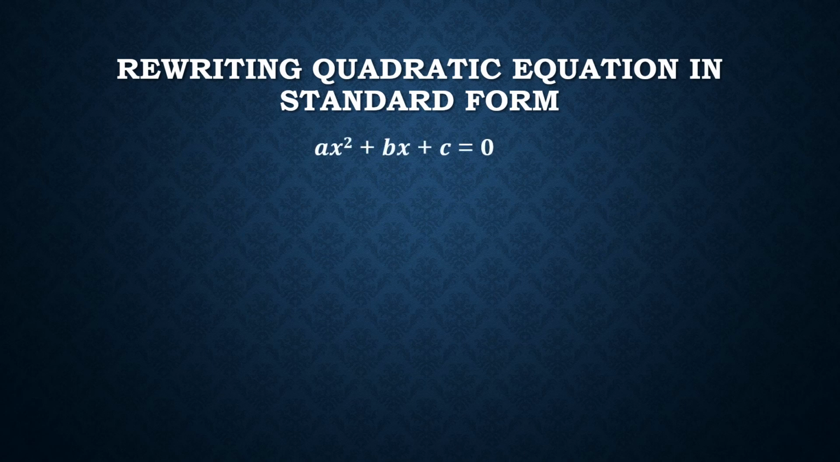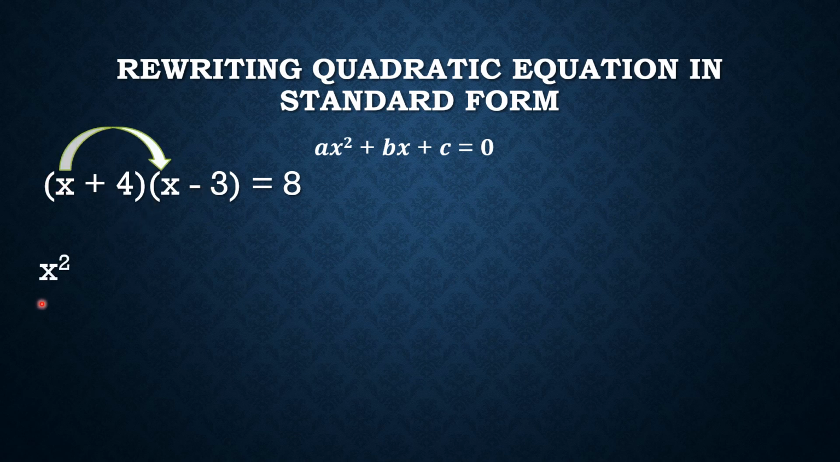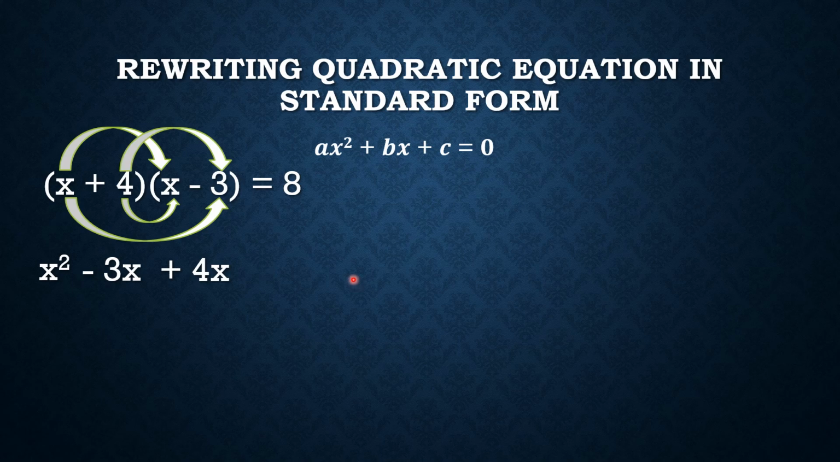Another example, x plus 4 times x minus 3 is equal to 8. Notice that this is a quadratic equation but not written in standard form. So, to do that, we need to multiply these two binomials by the FOIL method. So, x times x is x squared, x times negative 3 is negative 3x, 4 times x is 4x, and then 4 times negative 3 is negative 12, equals 8.